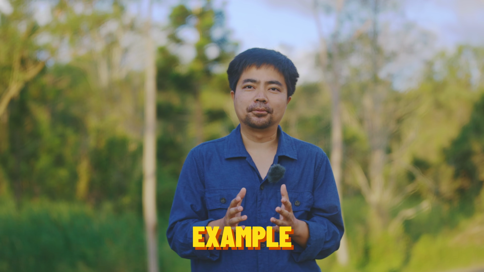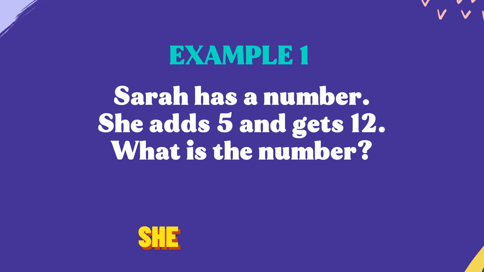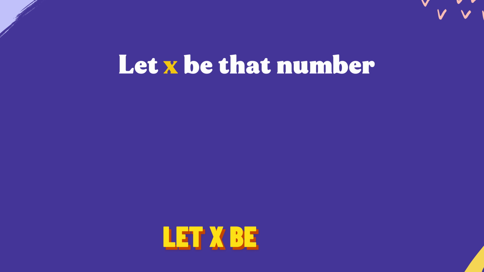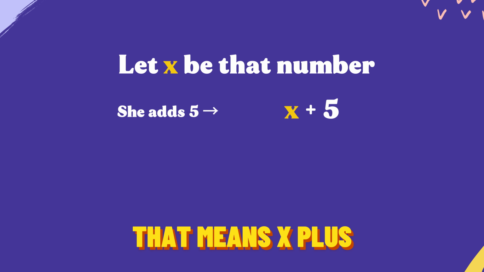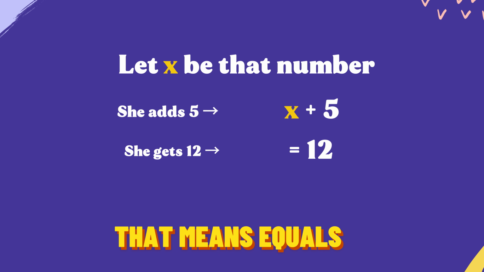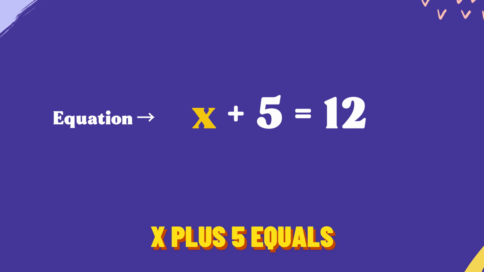Now let's have an example. Example number 1. Sarah has a number. She adds 5 and gets 12. What is the number? Now we turn the words into math. Let x be that number. She adds 5, so that means x plus 5. She gets 12, and that means equals 12. So the equation is x plus 5 equals 12.